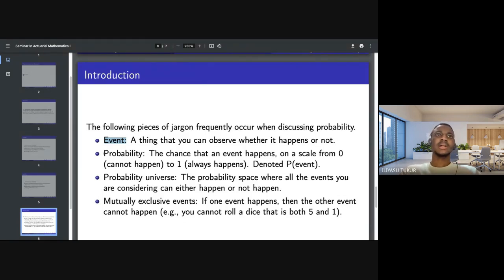Then probability is the chance that an event happens, on a scale from zero. We put it on a scale in such a way that probability lies between 0 and 1. When we say something is not happening at all, that is completely not happening, the probability is zero. It cannot happen. And one means it always happens. So this is like 100%.